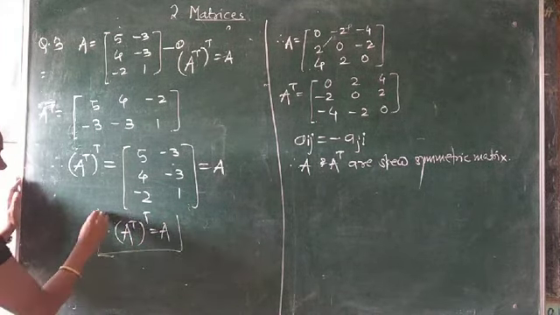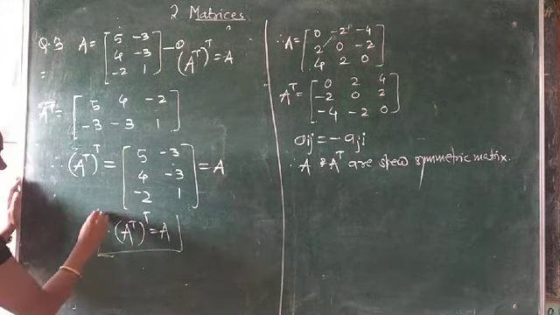Next, what is the fourth question? If A is equal to the matrix [1, 2, -5; 2, -3, 4; -5, 4, 9], then prove that A transpose is equal to A.